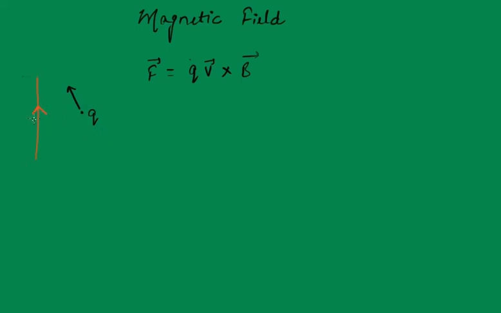a current carrying wire and you place a charge near it, and let's say the charge moves at a velocity of v near the wire carrying current, then we observe that this charge experiences a force, and the force is given by this formula, q v cross b, where q is the amount of charge, v is the velocity of the charge, and b is the magnetic field.